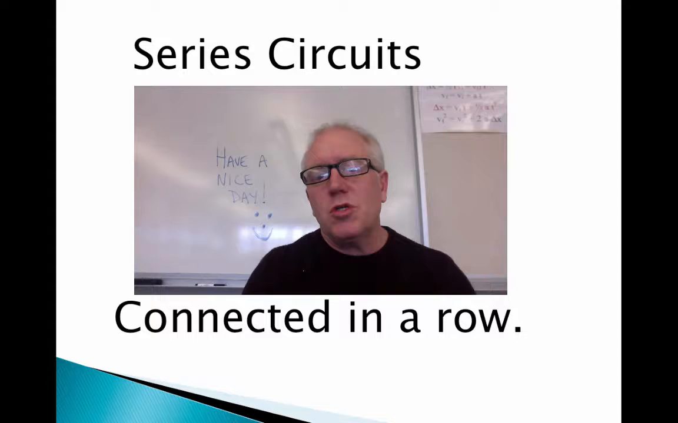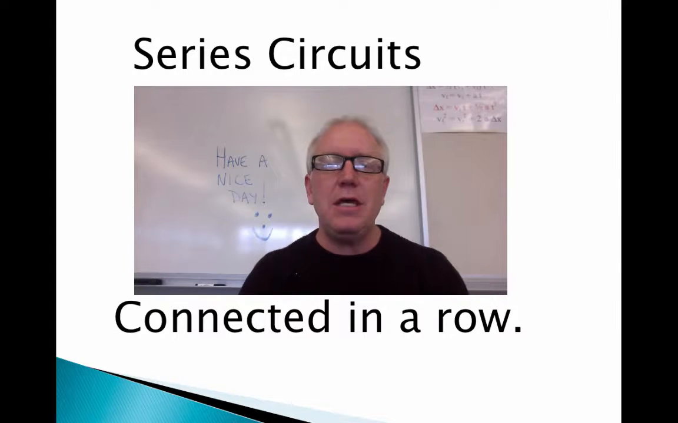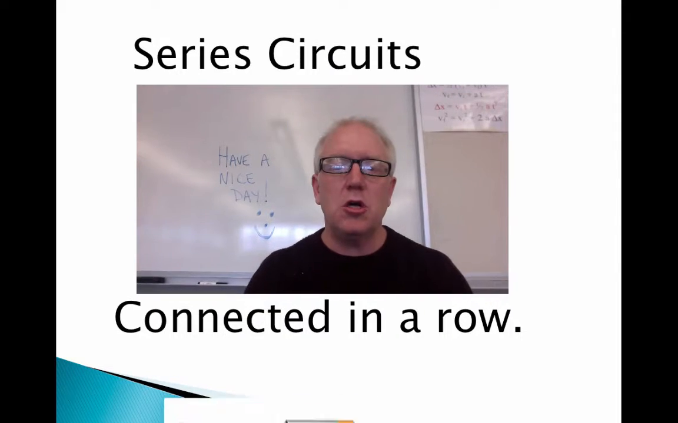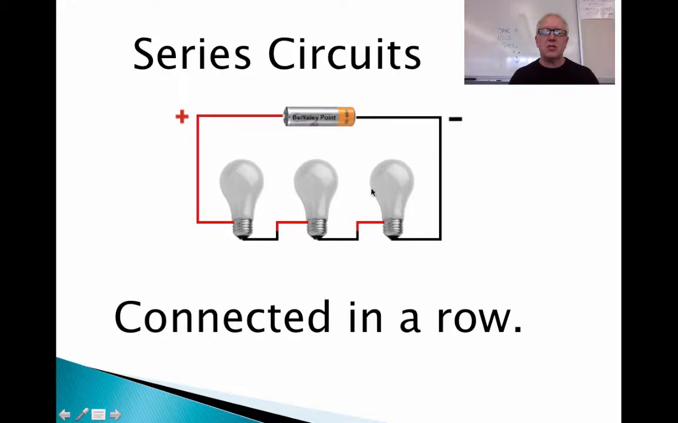The idea of series circuits is that everything in the circuit is connected in a row. So here you have a series circuit where there are 3 light bulbs all in a row. Each one of these light bulbs could offer some resistance. So really what these circuits come down to is applying Ohm's Law to circuits. That's what it comes down to.